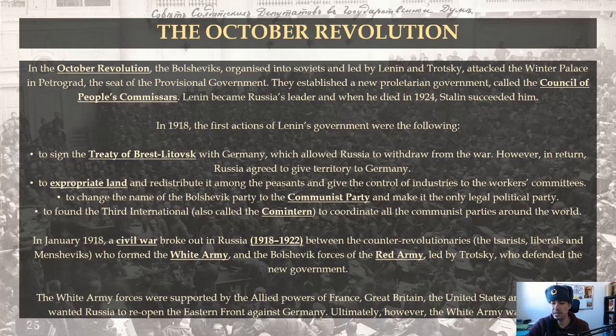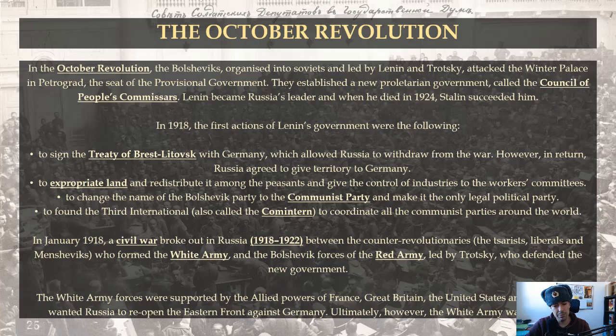Stalin, by Joseph Stalin. So the first actions of Lenin in the government were the signing of the Treaty of Brest-Litovsk with Germany. They withdrew from the war in exchange for many territories on their western border. We know about this because we studied that in the previous part of this lesson.